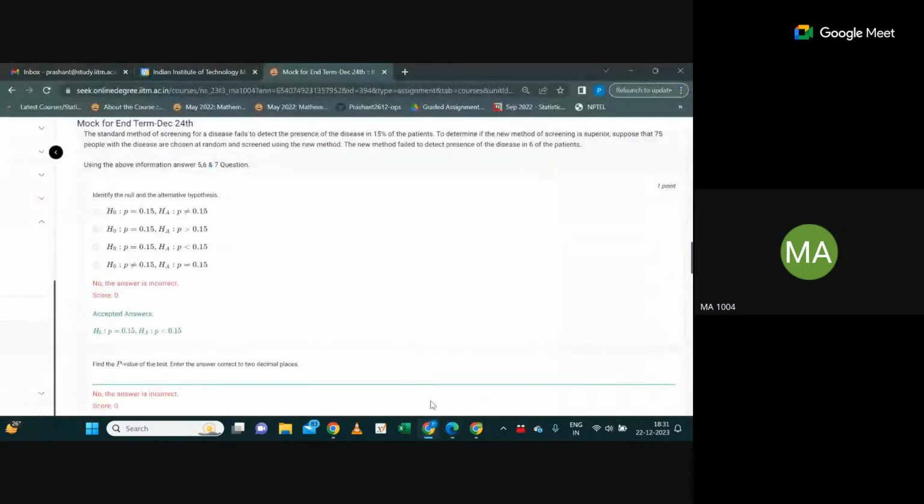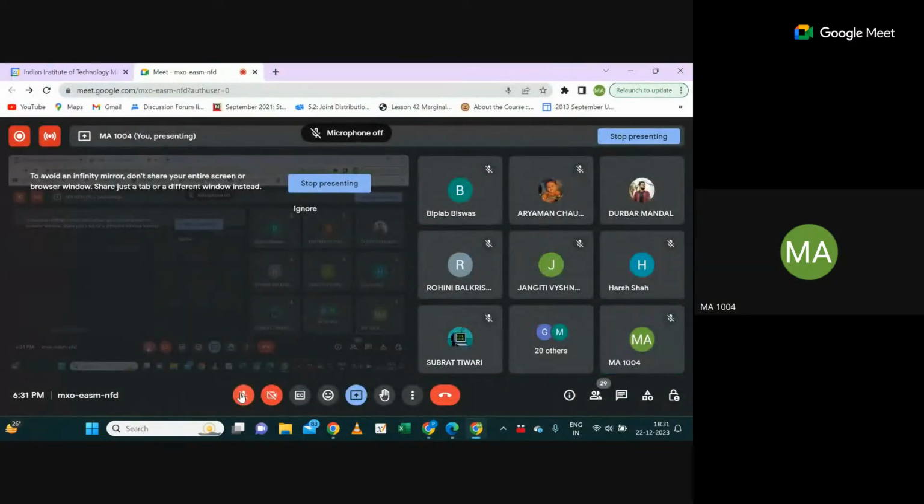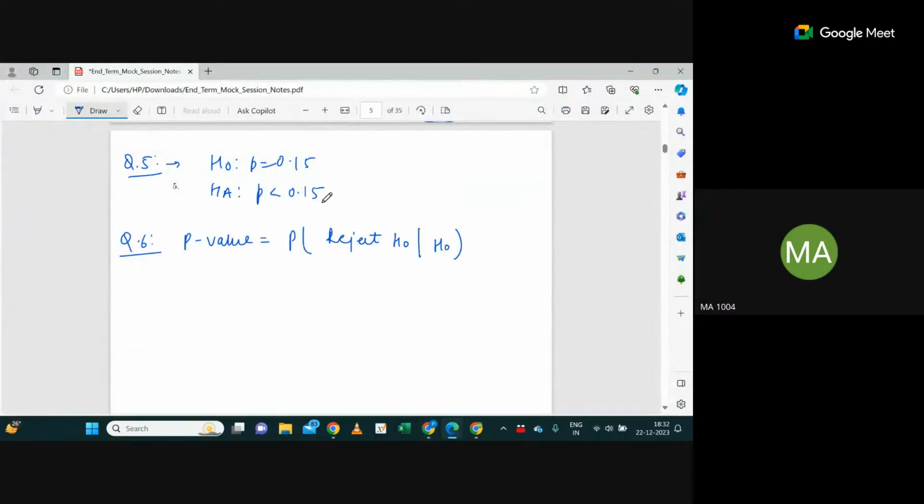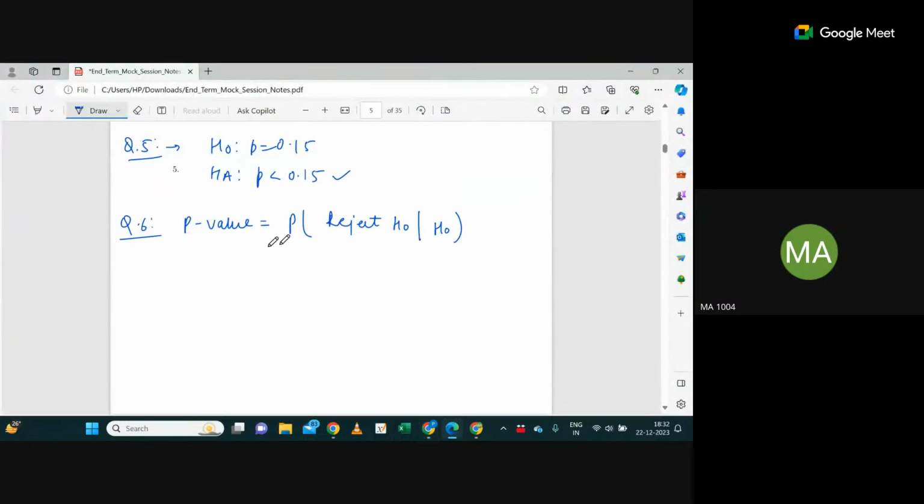Fine. Okay, so let's move. The question says we have to find the p value for the test. But before finding the p value, if this is your hypothesis, first of all, what will be my test? You have to take T less than C. Okay. But what is your T? That is the main question.